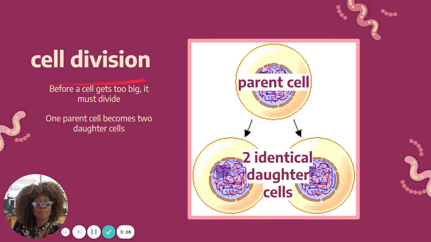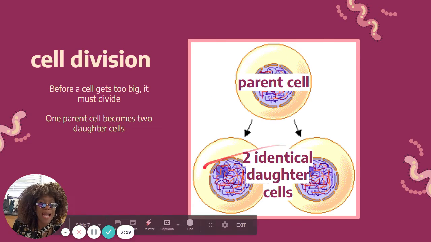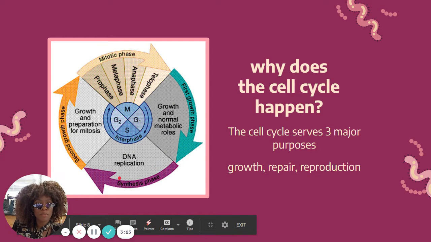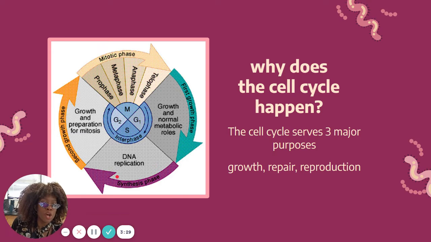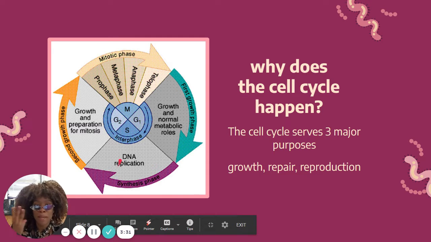So cell division. What is cell division? So before a cell gets too big, it has to divide. So one parent cell, remember that term parent cell, makes 2 identical daughter cells in the process of mitosis. So this is still a recap. So why does the cell cycle happen? Well, the cell cycle is going to serve 3 major purposes: for growth, for repair, and for reproduction. So let's look at that.